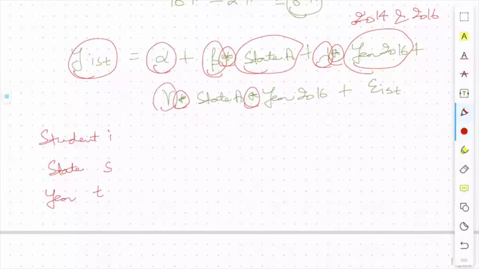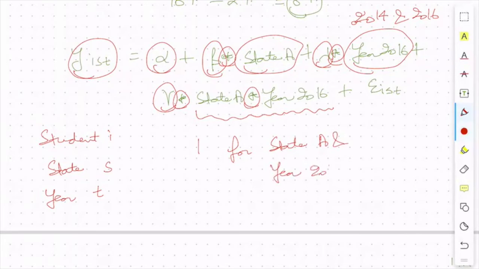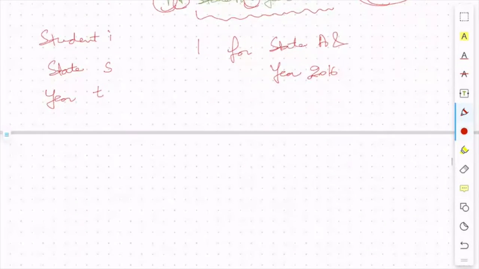Okay, this is gamma, which is the coefficient on the interaction of state A and year 2016 dummy. So this is a variable which takes value 1 for the observations in both state A and year 2016. So if it is state A and year 2014, this will take value 0. If it is state B and year 2016, it will still take the value 0. Epsilon is the error term, and for now we will ignore this error term.